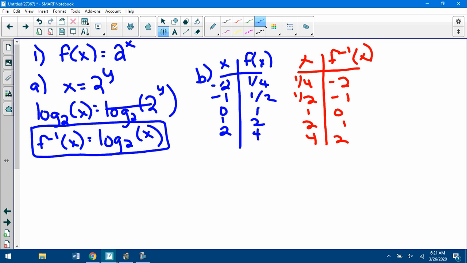Okay, and then it said to sketch a graph of the original function and its inverse. So -2, 1/4 would be about there. -1, 1/2; 0, 1; 1, 2; 2, 4, like that. And when you graph an exponential, you should show the asymptote. Where would be the asymptote for this graph? It'd be y equals 0.